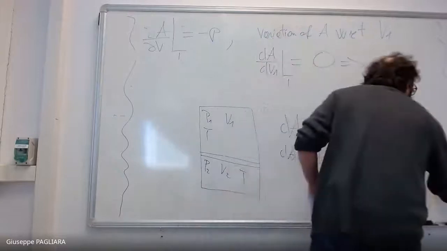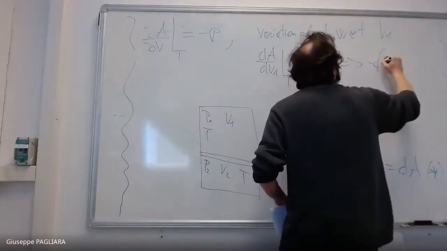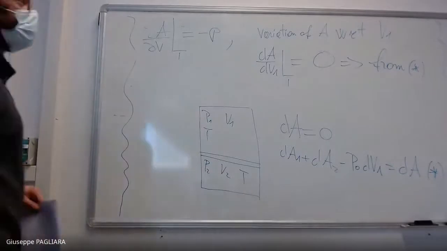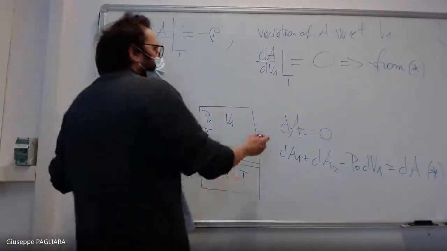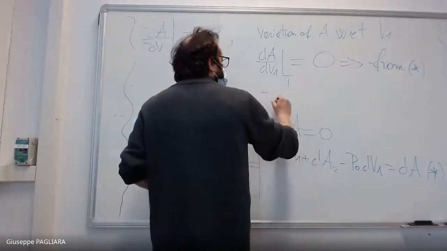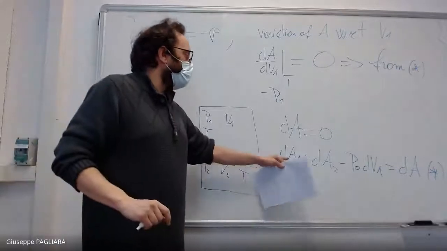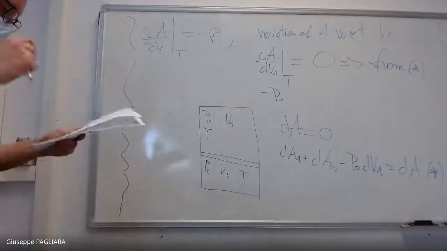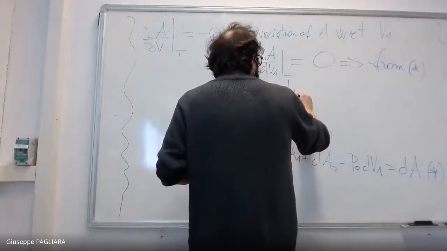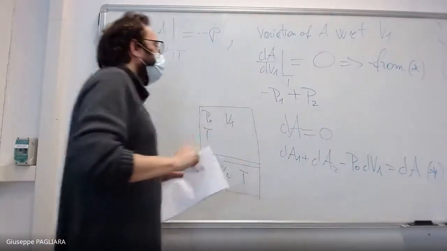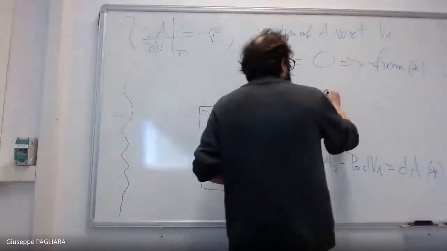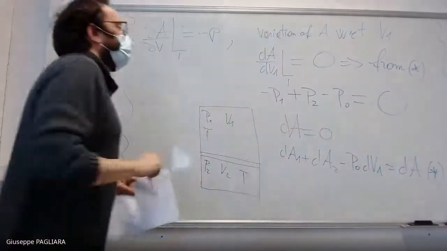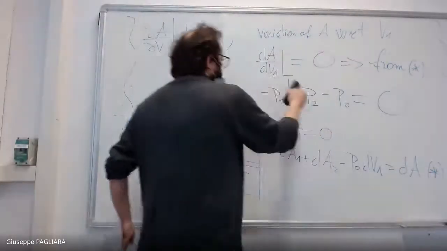So let's call it asterisk. So from asterisk, sorry, but to work with just this small blackboard, well, it's not whiteboard, it's not easy. And so when I do this, I get minus P1, because it's the variation of A1 with respect to V1, and then I get a plus P2, and I will comment in a moment why I have plus P2. Then I have minus P0. Okay, this is easy because it is just minus P0, and then this must be equal to 0. Why do I have plus P2, sorry?